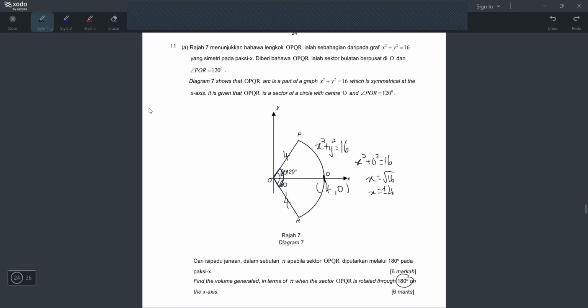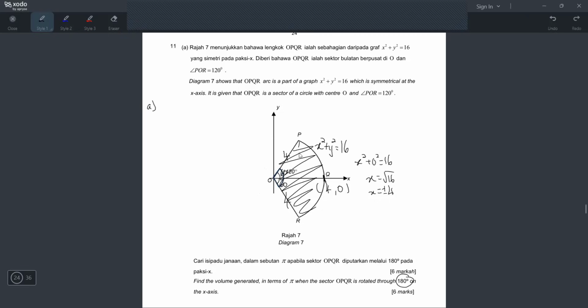So now I think I can start to focus on what the question wants to find. Find the volume in terms of pi when the sector OPQR is rotated 180 about the x-axis. So I want to find this volume after you rotate 180 on the x-axis. You will end up with a 3D shape. Actually, when you rotate this, you cannot directly integrate 0 to 4.